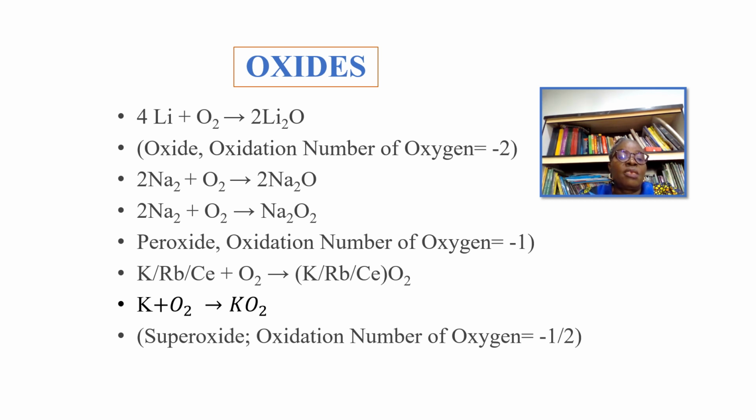Like the equation with the lithium there, it has formed a normal oxide, where the oxidation number of oxygen is -2. When it reacts, in the case of sodium, to form the peroxide Na2O2, the oxidation number is -1. And then potassium will form the superoxide KO2, with an oxidation number for oxygen of -1/2. Since the alkali metals react with nitrogen, oxygen, and water in the air, they are always stored under kerosene.